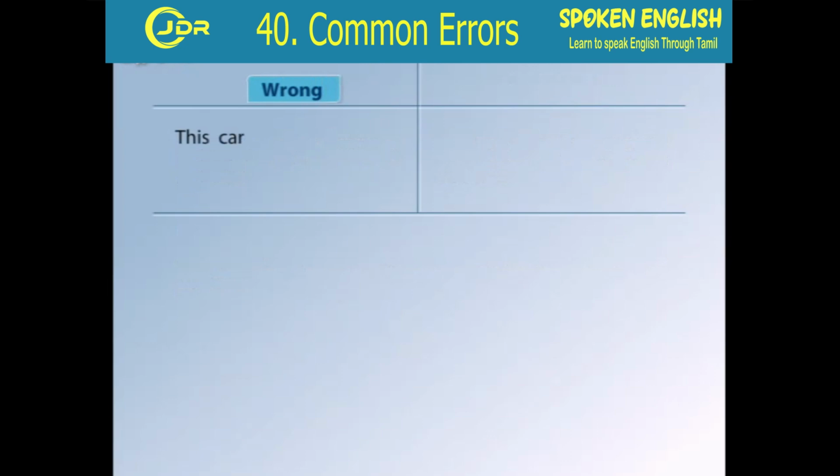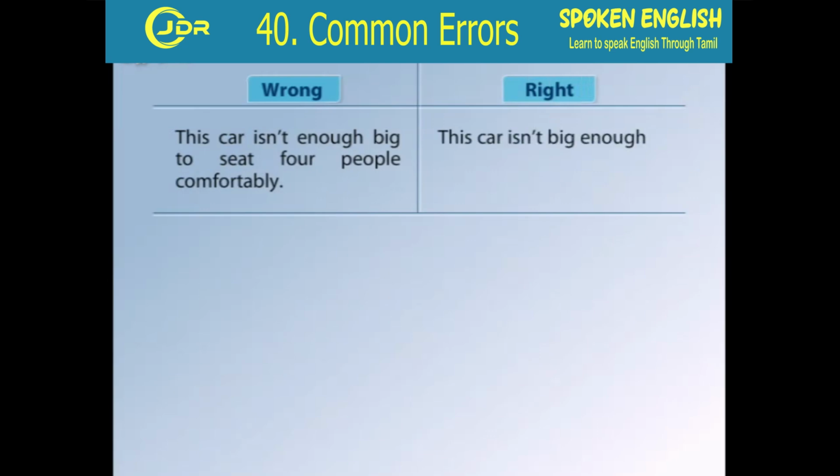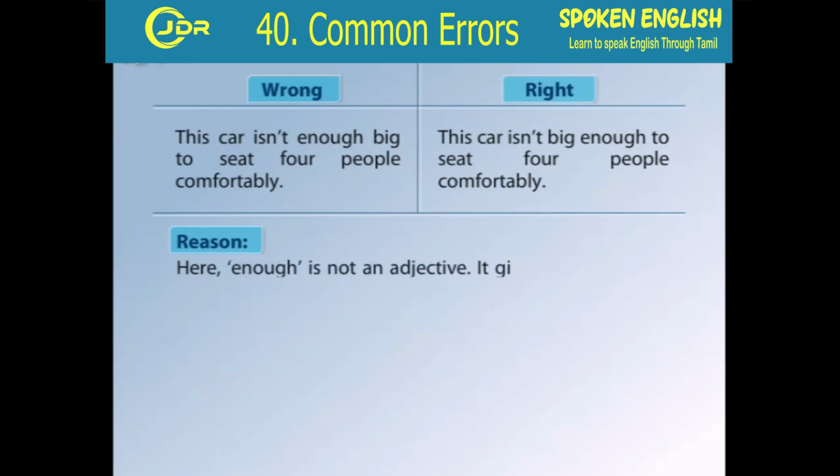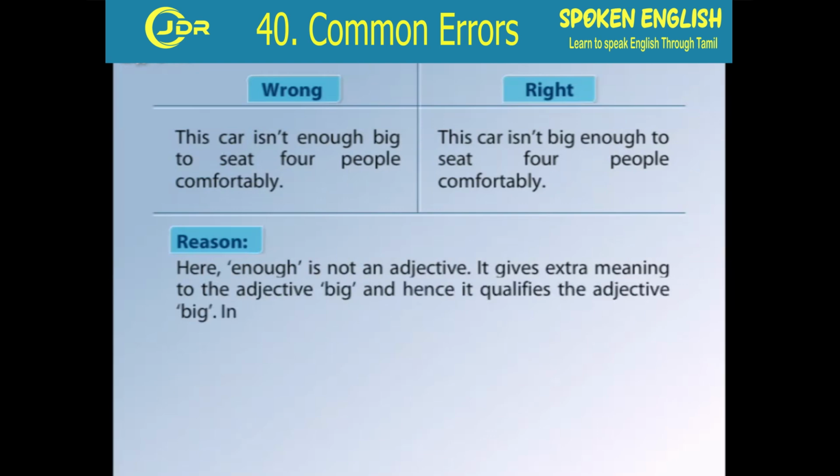Wrong. This car isn't enough big to seat 4 people comfortably. Right. This car isn't big enough to seat 4 people comfortably. Reason, here enough is not an adjective. It gives extra meaning to the adjective big, and hence it qualifies the adjective big. In such cases, it has to come after this word.